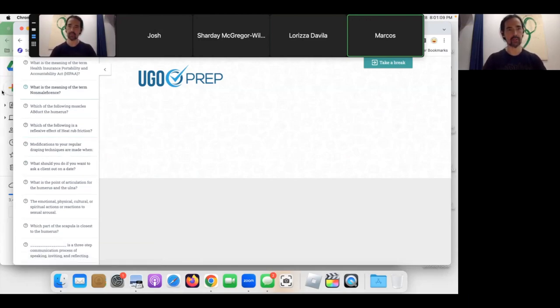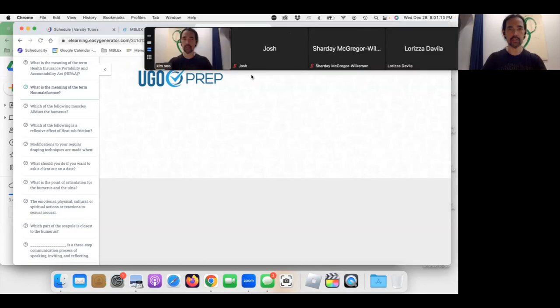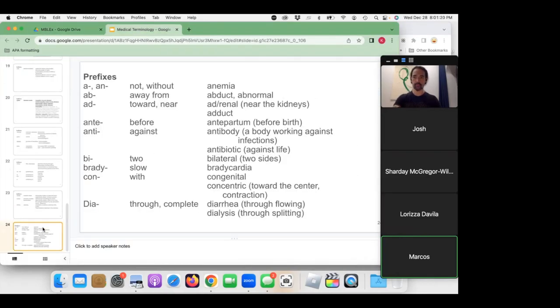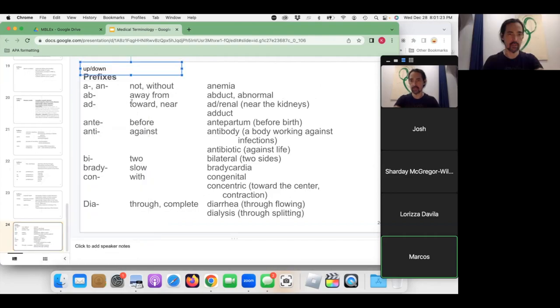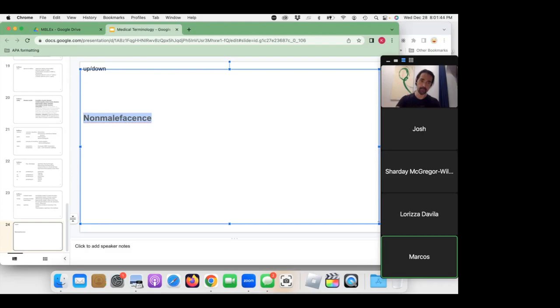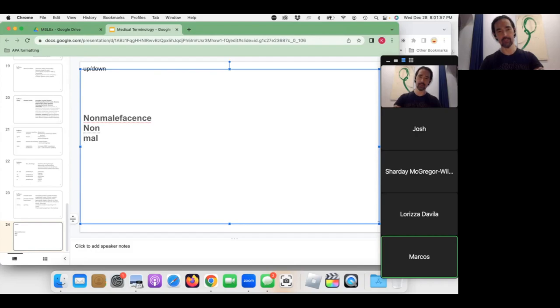So in terms of legal liability, let's say there's a question on the test about the intention to do harm, and the question asks about non-maleficence. Does this word non-maleficence indicate the intention to do harm or the intention not to do harm? The intention to do harm. Oh, no, malfeasance. I'm sorry. No, no. The non means no, mal means harm. So if we break it up, non means no and mal means harm.